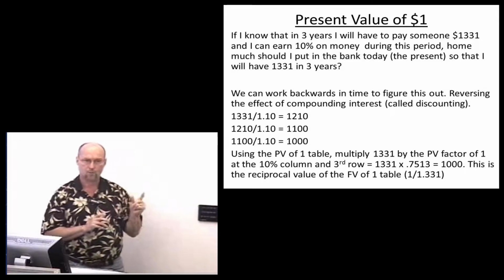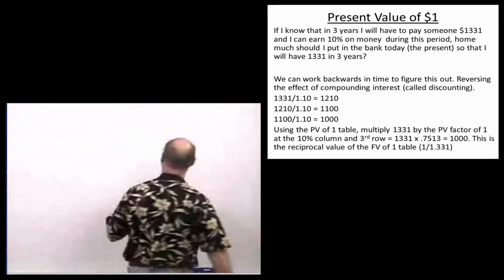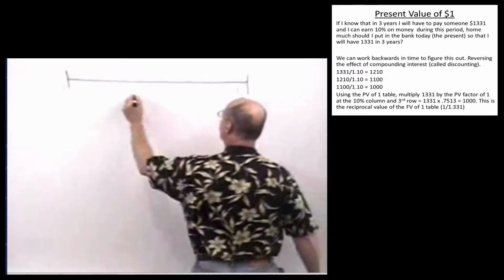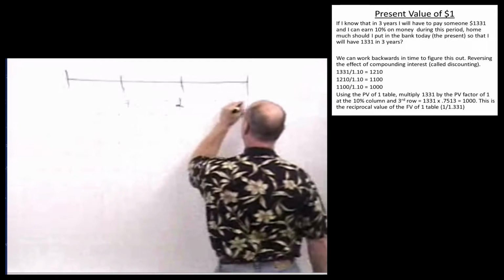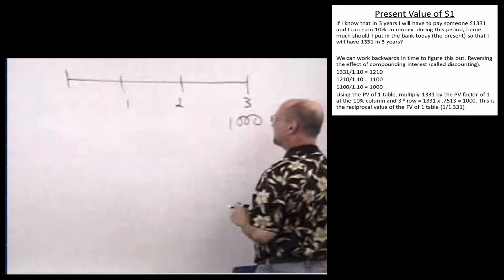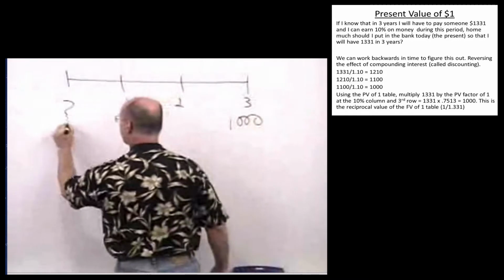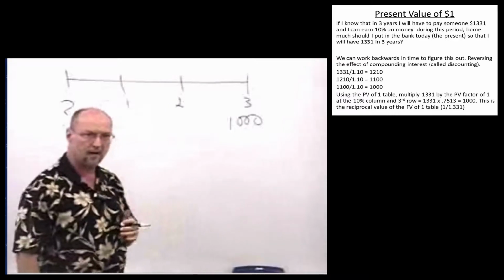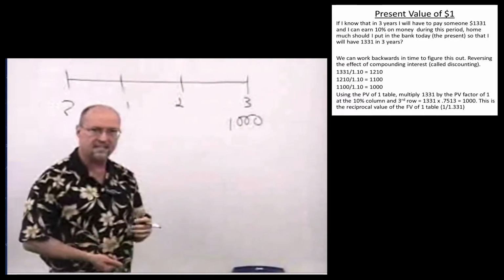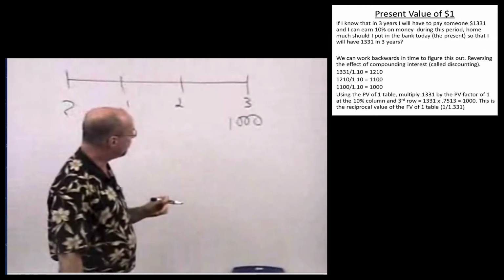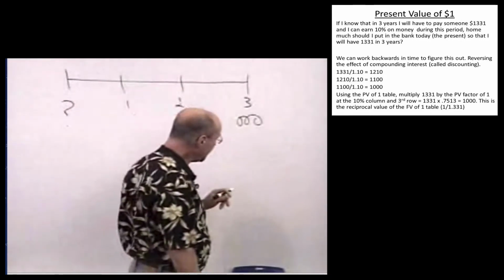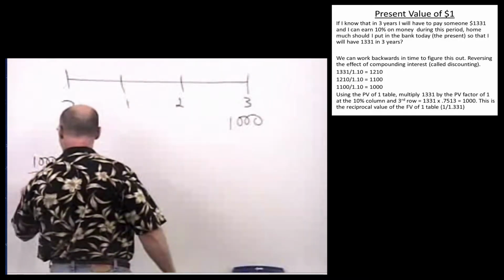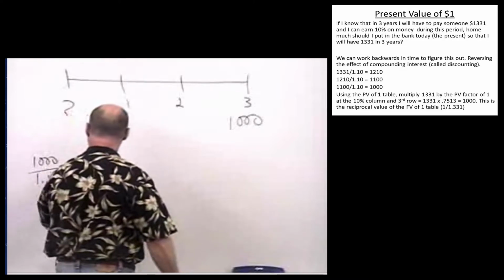Okay, now I'm going to come to the board. I just want to show you something. Okay. So, here's a timeline. Here's $1,000. Now, the question is, what would I need to put in the bank today so that 3 years from now I would have the $1,000 that I believe I'm going to need for some reason or another? And so what I said a moment ago was I could do a couple of different things. I could do this. 1,000 divided by 1.1 will give me 909.